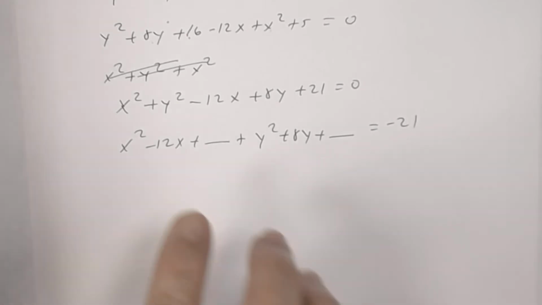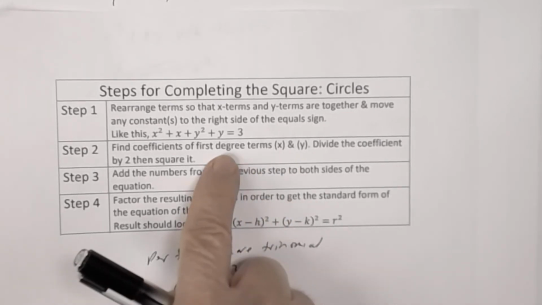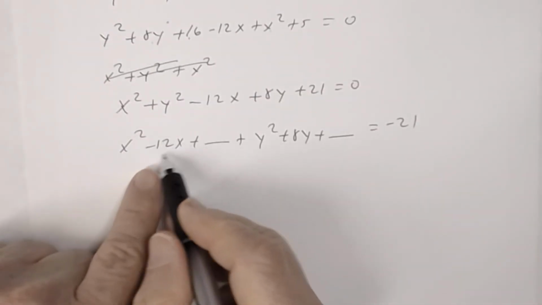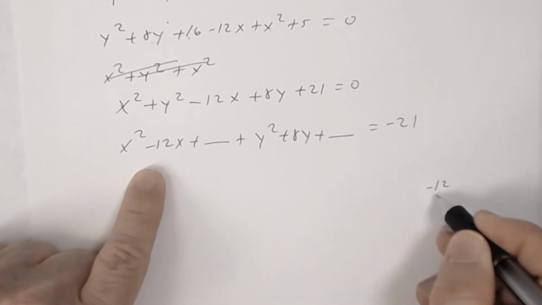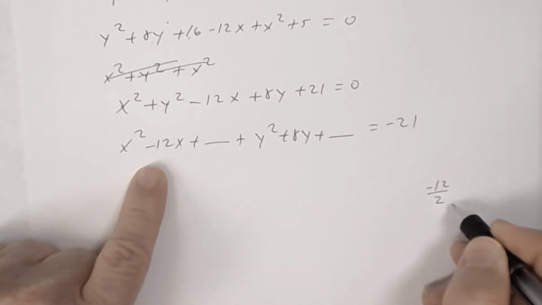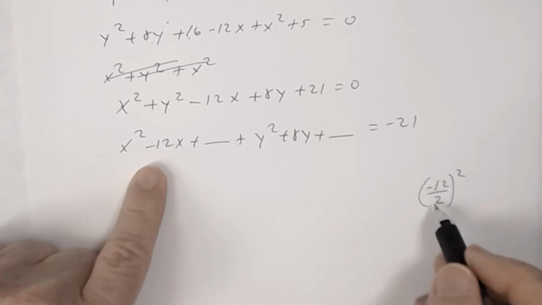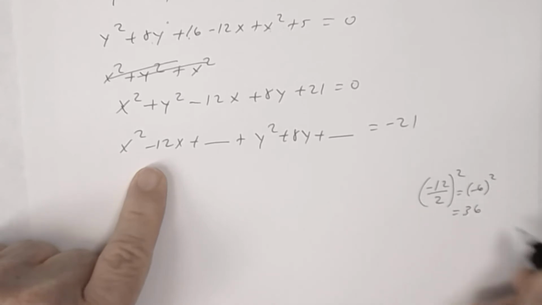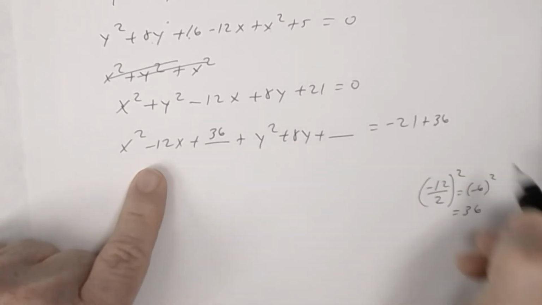Now step two says I got to take the coefficient of the first degree terms for both x and y, divide by 2, square it, and then add it to both sides. So we're going to do step 2 and 3. So I'm going to take the coefficient of x, which is negative 12. So go off to the side and just think about this. What do I do to negative 12? I have to take half of it. And then whatever that is, I'm going to square it. Now ask yourself, can I simplify this? Yes, you can. That's negative 6. And what's negative 6 squared? 36. So then you're going to add 36 to both sides.